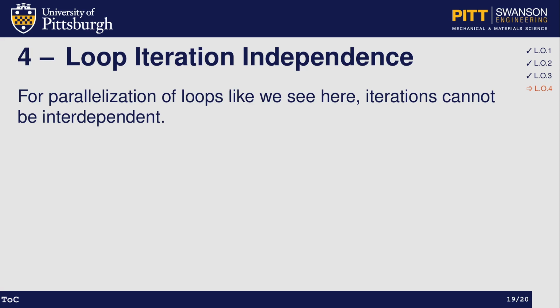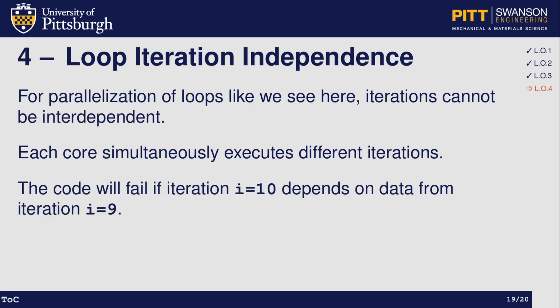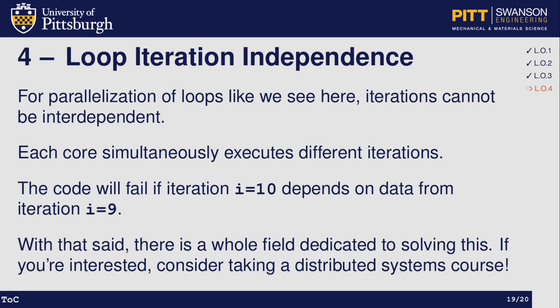And lastly, for parallelization of loops like we see here, the iterations cannot be interdependent. Each core simultaneously executes different iterations of the loop, so it will fail if the 10th iteration, for example, depends on data from the 9th iteration. With that said, there is a whole field dedicated to solving this. If you're interested, consider taking a distributed systems course because this can get quite interesting.